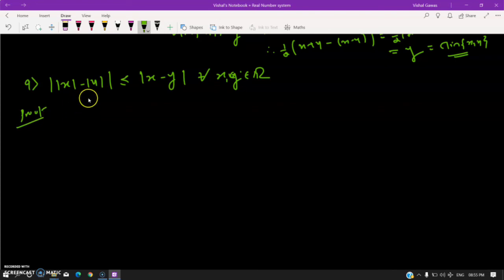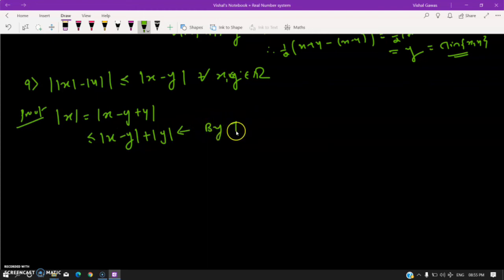Proof. We have to be careful here. So let's look at this one. The absolute of x is the same as the absolute of x minus y plus y, right? This would be less than or equal to the absolute of x minus y plus the absolute of y. Consider this as x and this as y, then by the triangle inequality, this is x minus y plus y. This is by the triangle inequality.